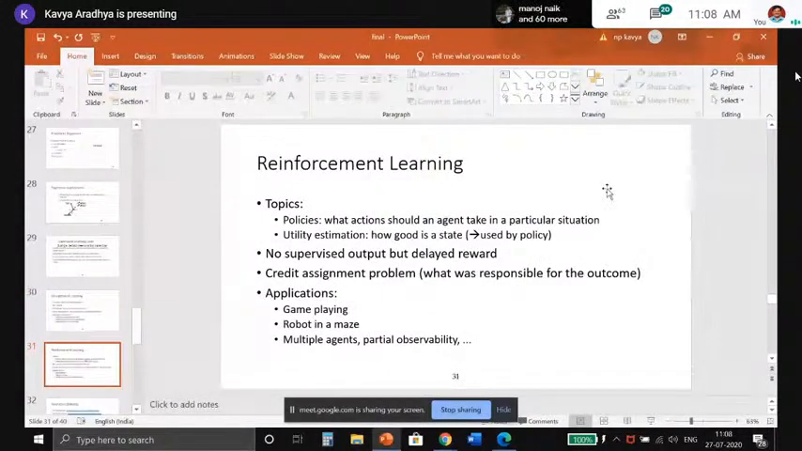Reinforcement learning, as I told you, there are different policies here, and you don't have supervised output. We always have a reward function. We call it a reward, and we call it Q learning type of representation. So where is reinforcement learning widely used? Normally, reinforcement learning is widely used in your robot maze problems, game playing, multi-agents and partial observability type of representations.